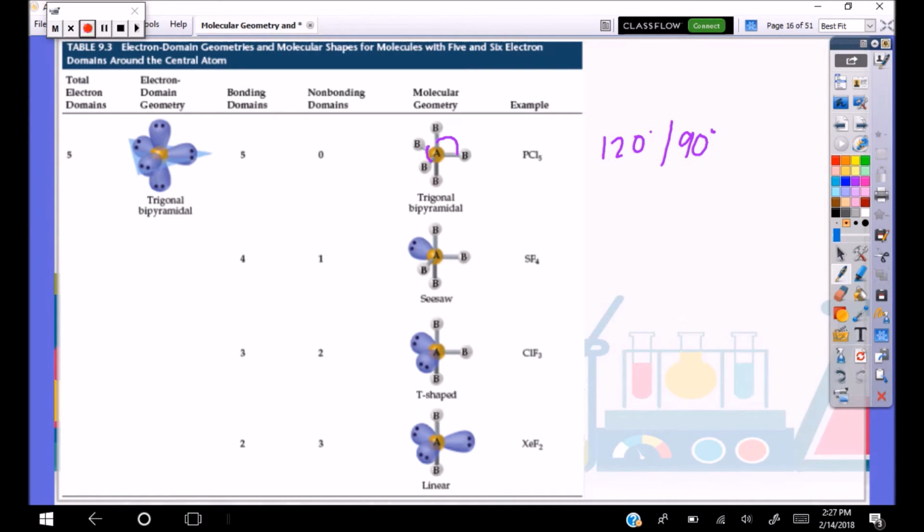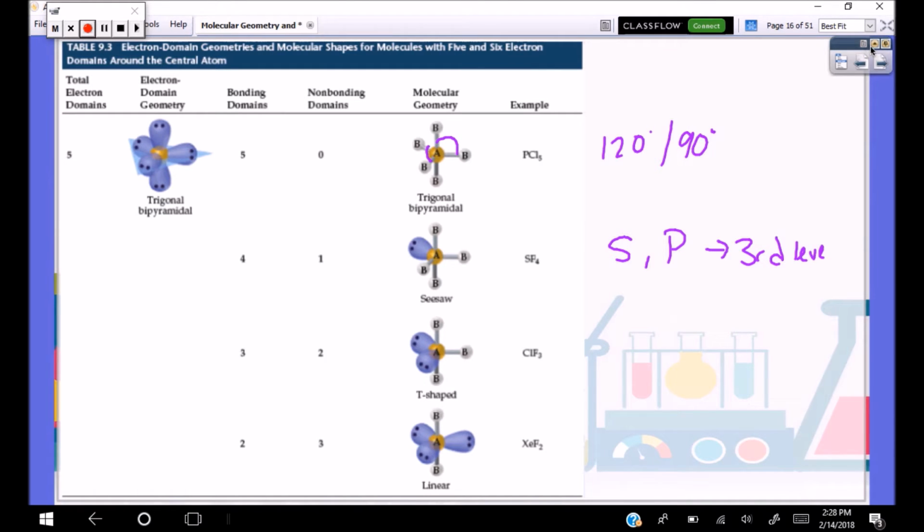When it comes to the 5 and 6 domains, the things we'll typically see that can form 5 and 6 domains are sulfur and phosphorus, because they're in the third level, right? And when you're in the third level, you've got your d orbital. This is especially popular when you see something like sulfur or phosphorus, which isn't very electronegative, being bonded to a bunch of highly electronegative groups like chlorine or fluorine or bromine.